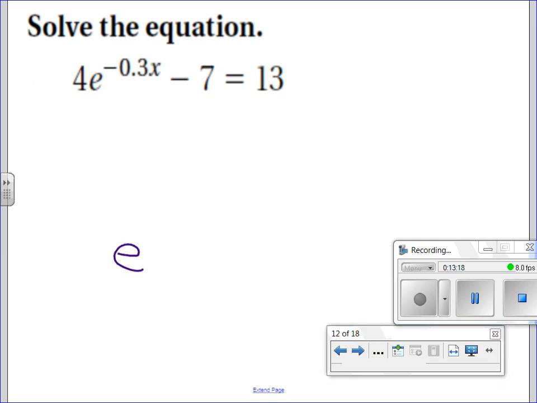So if you have an E here, the best way to cancel an E is an LN button, because an LN button has an E, so that's what we're going to be using. Now there's a whole lot of other stuff here we have to get rid of. You can't take an LN with all this other stuff here. So let's move the 7 first. So do a plus 7 on both sides. That's going to give you a 20 over there.